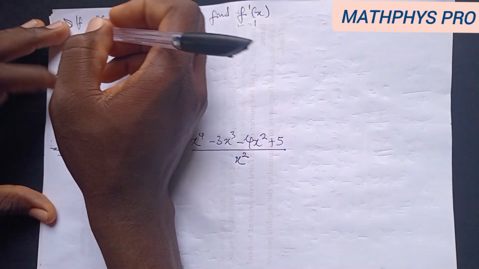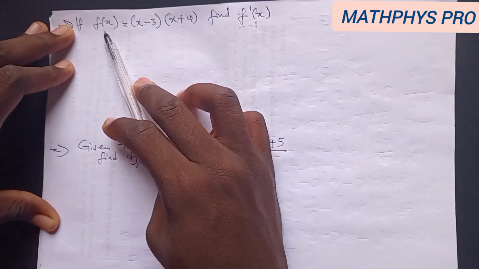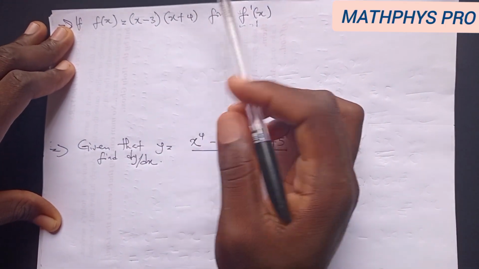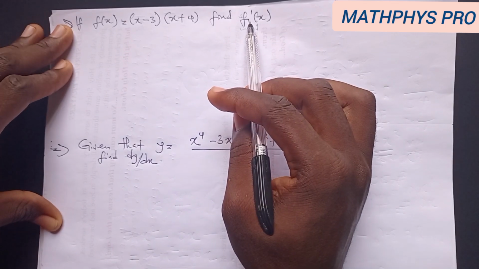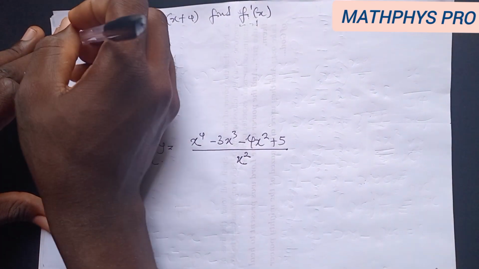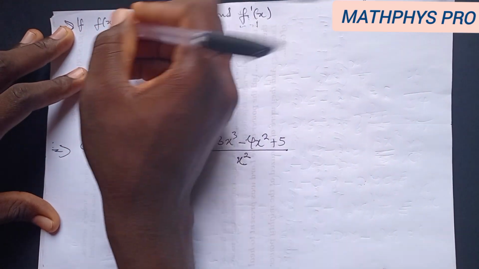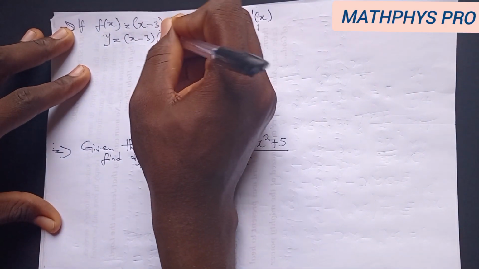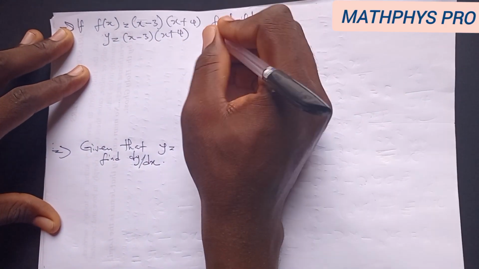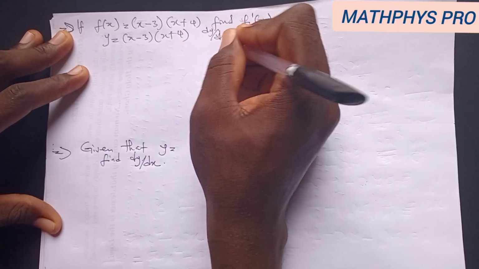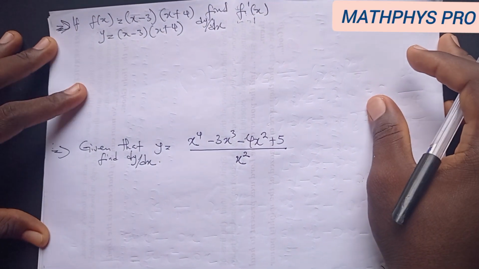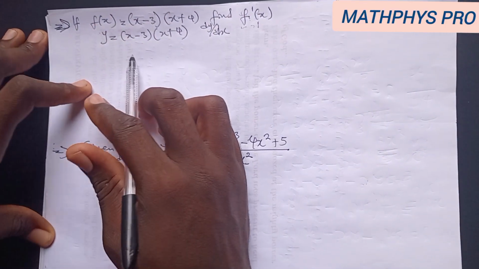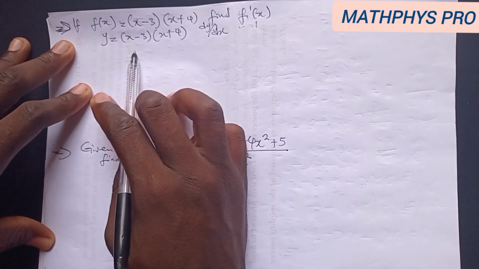So since it is of this form, f of x, you have to find f prime of x. But if it was given as y equals x minus 3, x plus 4, you'll be asked to find dy/dx. So now the first thing to do here is to remove this bracket.